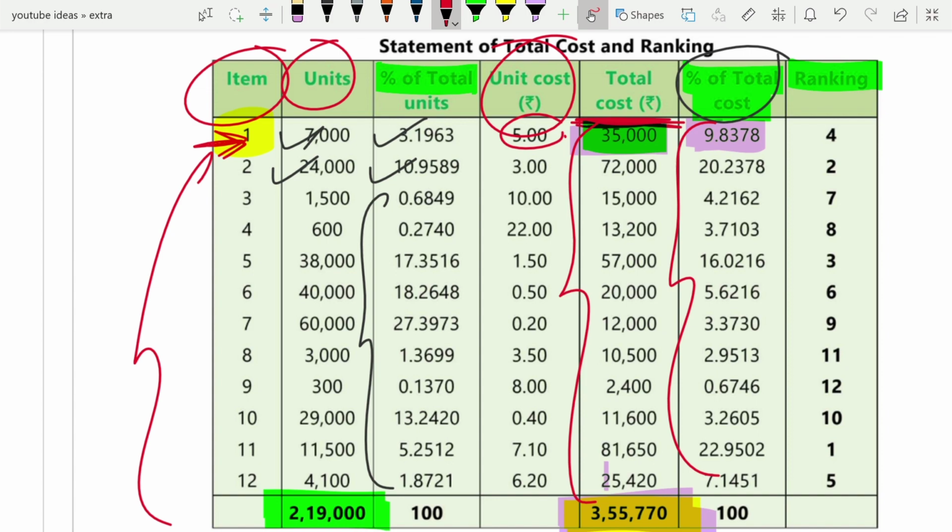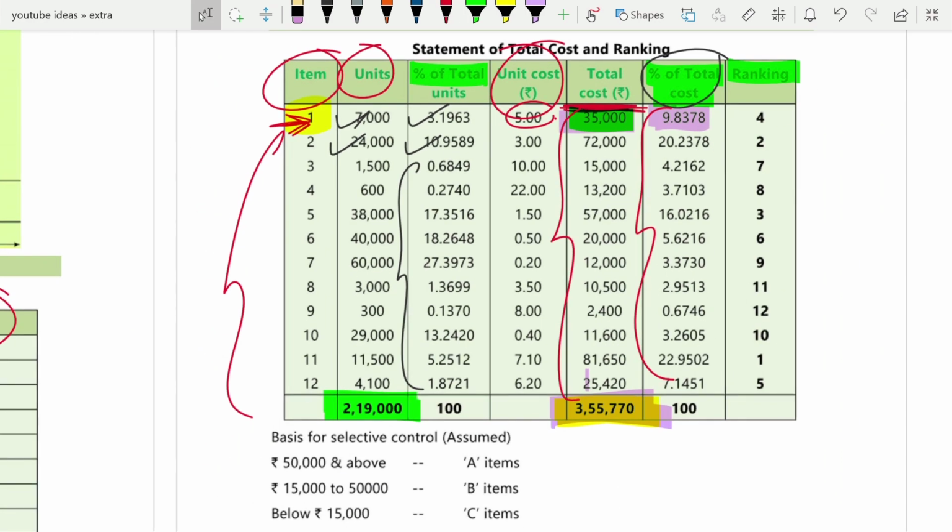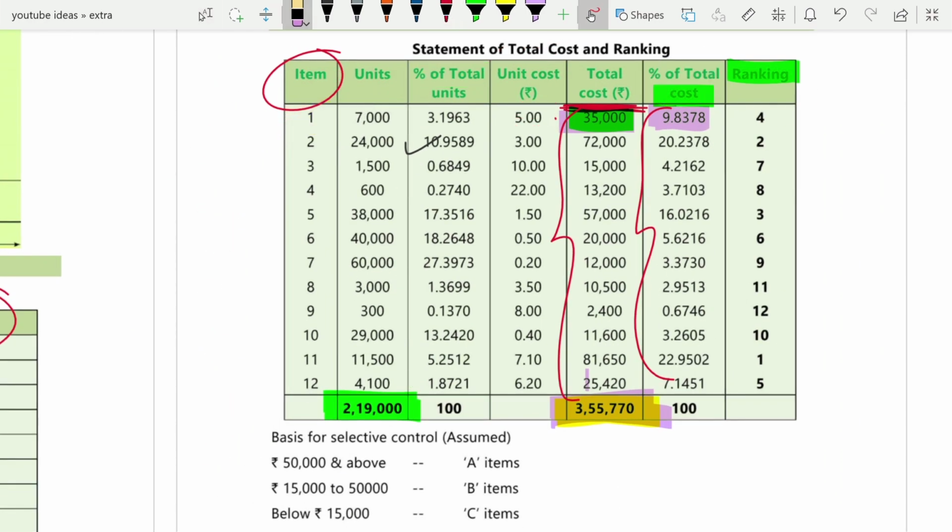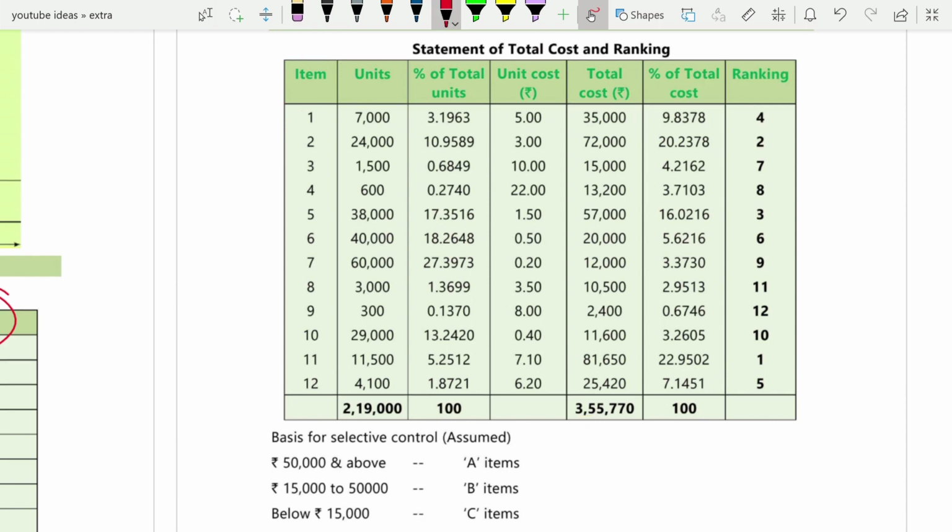Okay. So until now, I'll give you a recap so you don't get confused. First, you have to pick all the three columns that are there in the question, items, units and unit cost, and write them. And then find out your total units. After that, you have to find out your total cost. Total cost is nothing but units multiplied by the per unit cost. So that you will find out your total cost also. After finding total cost, find out the total of total cost.